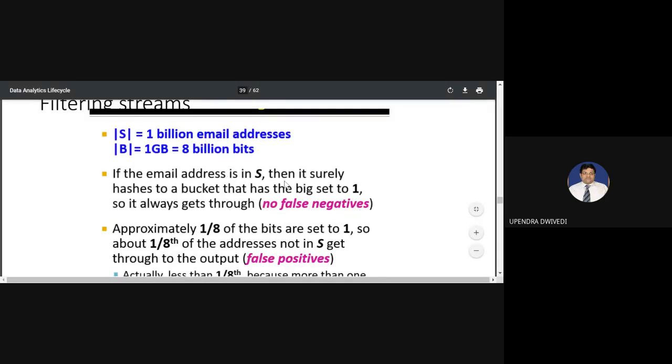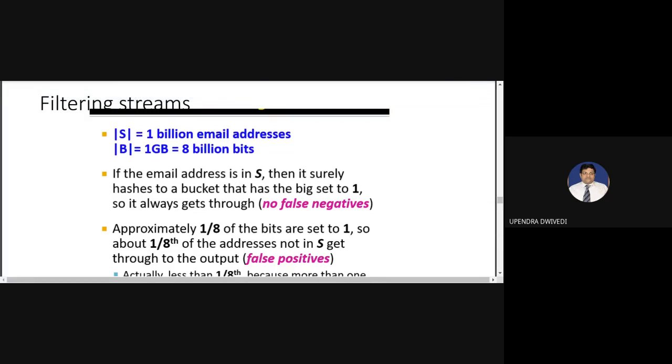Let us go with the previous example of the news website. Suppose these are the 1 billion preferences for your news website. If your news stream contains information regarding this set of keywords, then it will definitely be filtered out and delivered to you. So there will be no false negative.